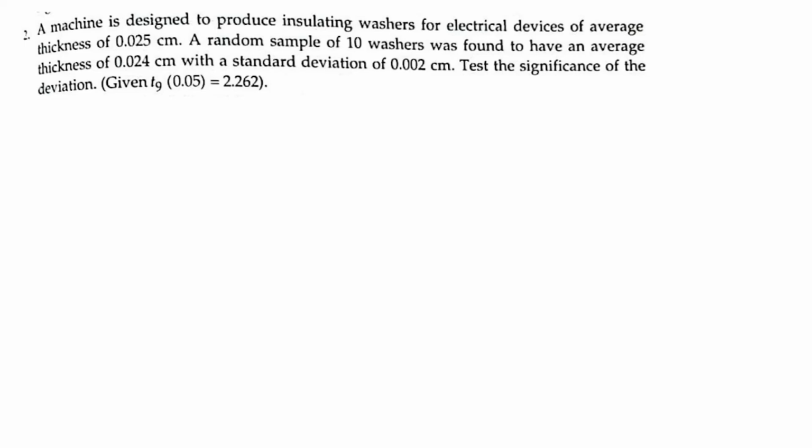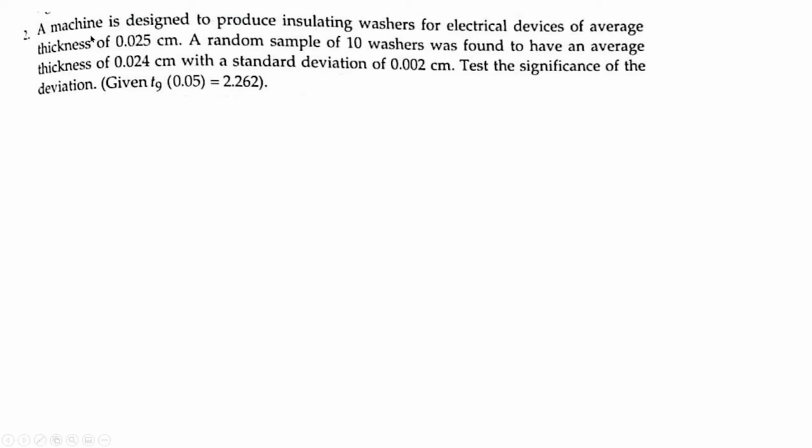Moving on to the next question. A machine is designed to produce insulating washers for electrical devices of average thickness of 0.025. A random sample of 10 washers was found to have an average thickness of 0.024 with a standard deviation of 0.002. Test the significance of deviation given table value of t at 5% level of significance with 9 degrees of freedom is 2.262.